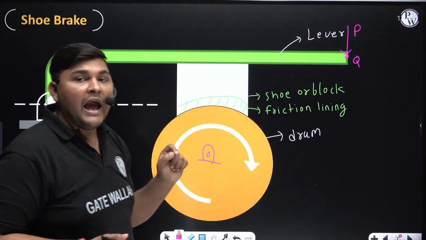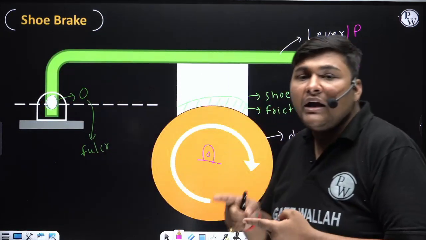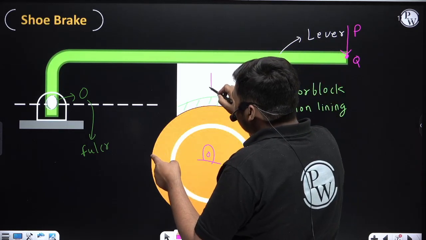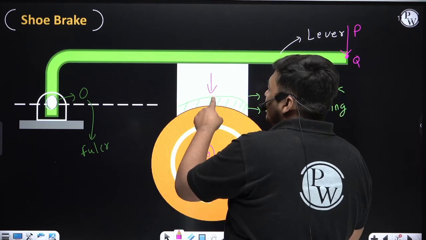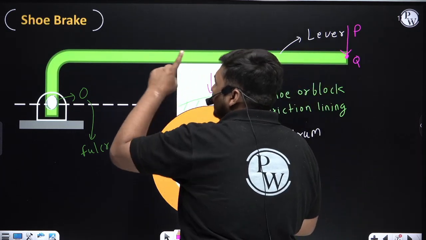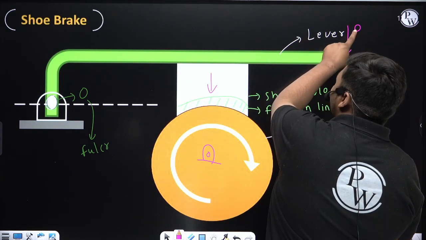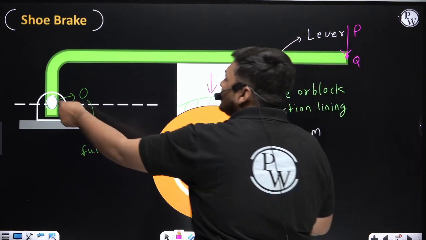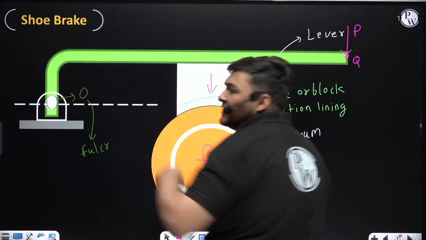So to create pressure between shoe and drum, this shoe should try to move in the downward direction. If this shoe is to move in this downward direction, we need to apply our effort on this lever such that it creates a movement about this fulcrum O in the clockwise direction.